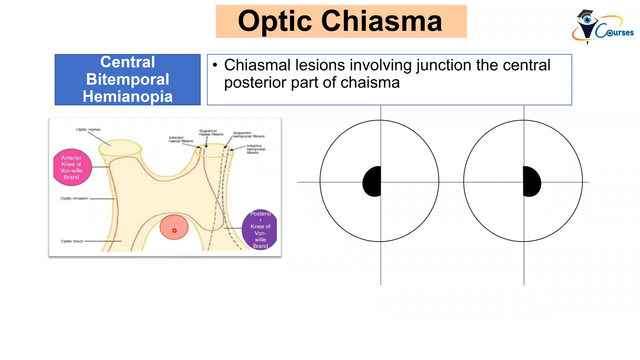If the lesion is involving the posterior fibers alone, this will result in bitemporal hemianopia which is only central. Only a small central bitemporal hemianopia involving the temporal aspect of the central field of both eyes. This means that it is a central lesion involving the posterior part of the chiasma. Okay, so this is what's meant by central bitemporal hemianopia.